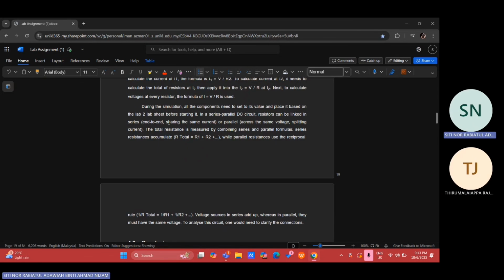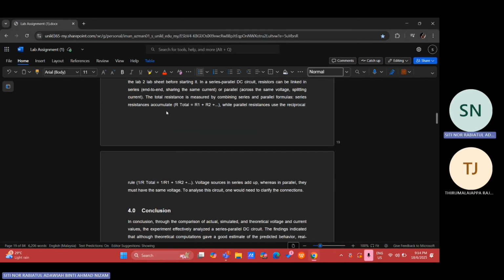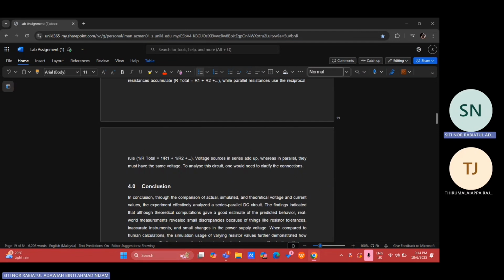The total resistance is found by combining series and parallel formulas. For series, resistances accumulate, so the total is R1 plus R2 and others, while parallel resistance uses the reciprocal rule, which is 1 divided by R total equals 1 divided by R1 plus 1 divided by R2 and others. Voltage sources in series add up, whereas in parallel, they must have the same voltage. To analyze the circuit, one would need to clarify the connections.